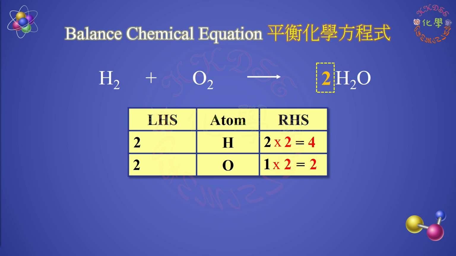I can change the coefficient here though to 2. 2 times 2 equals 4, now I have 4 hydrogens on each side, and I have 2 oxygens on each side of the equation. This equation is balanced.